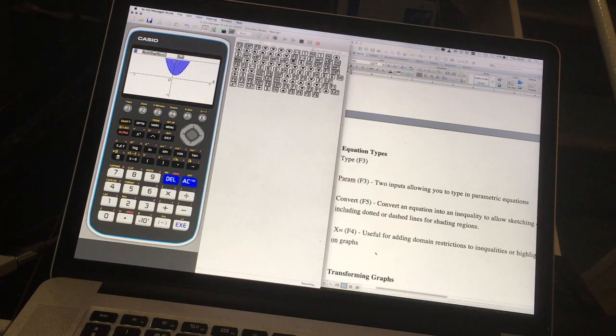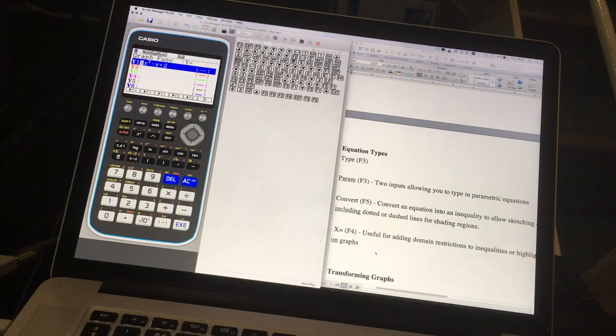How did you do that? Typed it all in. Sorry, how far have you got so far? How do you do that again? So you type it in as an equation. Then you go to type, modify or convert, and we're going to convert it to an inequality instead.